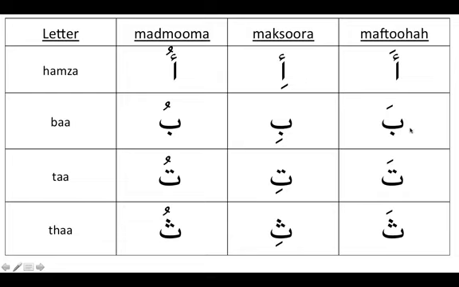Okay, next I'm going to do it for the letter ba. This is the intersection of the letter ba and the column maftuha. So we're going to start like this. Ba maftuha, ba; ba maksura, bi; ba madmuma, bu. Ba, bi, bu. One more time. Ba maftuha, ba; ba maksura, bi; ba madmuma, bu. Ba, bi, bu.